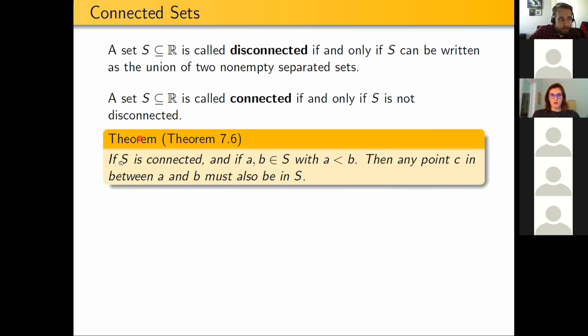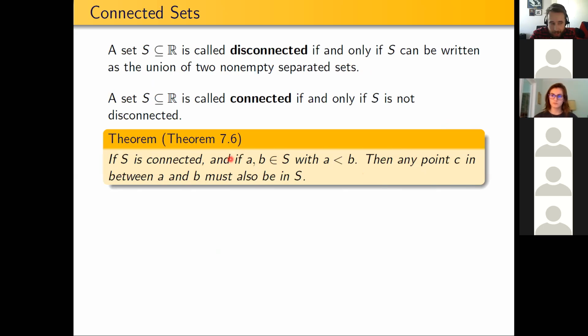And our main theorem in this early part of chapter 7 is this. It says, if S is connected, and if the points A and B are in S, then any point in between A and B must also be in S. In other words, if S is connected, then S must be an interval of some sort, in which if I have 2 points A and B, and they're both in S, everything in between the two will have to be in S as well.